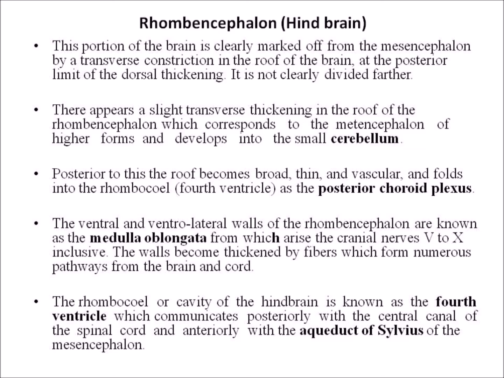The ventral and ventrolateral wall of the rhombencephalon are known as medulla oblongata, from which arise the cranial nerves 5th to 10th inclusive. The wall becomes thickened by fibers which form numerous pathways from brain and cord. The rhombocele or cavity of the hindbrain is known as the fourth ventricle, which communicates posteriorly with the central canal of the spinal cord and anteriorly with the aqueduct of Sylvius of the mesencephalon.